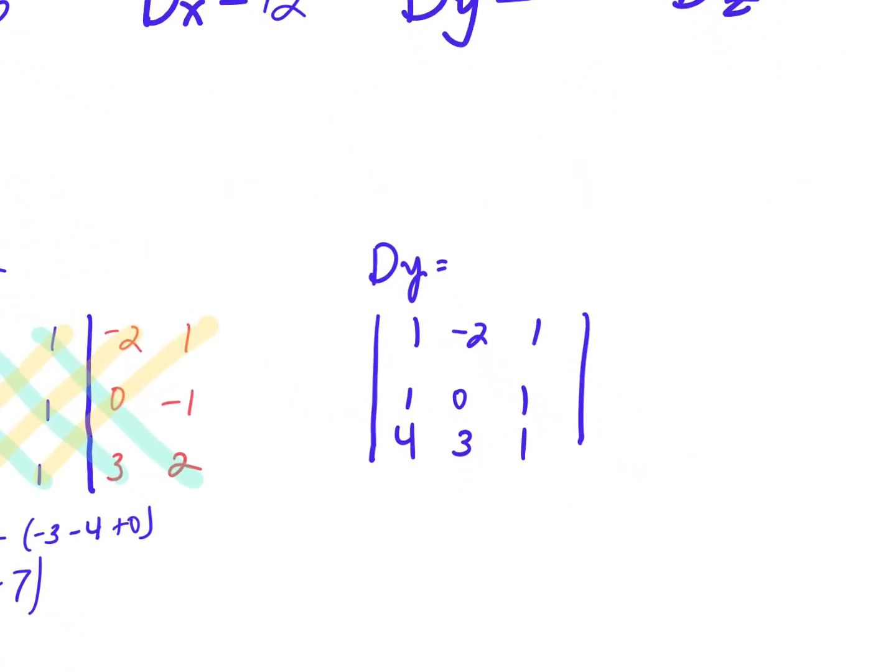Recopy the first two columns: 1, 1, 4, negative 2, 0, 3. And then we take our majors, which would be here, here, and here. So 1 times 0, yes, 0. Negative 2 times 1 times 4 is negative 8. 1 times 1 times 3 is plus 3. Right?